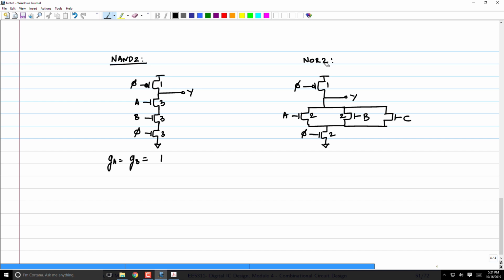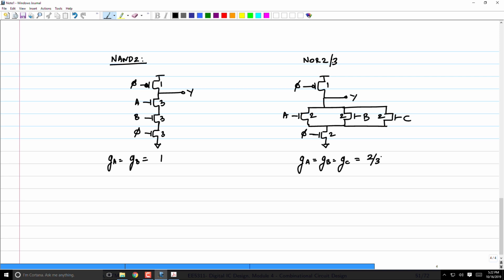C, right? NOR 3, then this would again be 2. So what's the logical effort now? GA equal to GB equal to GC. How much is it? 2 by 3. Is it 2 by 3 irrespective of the number of inputs of the NOR gate?